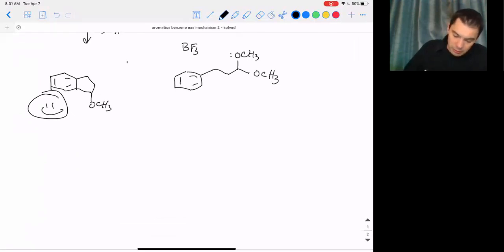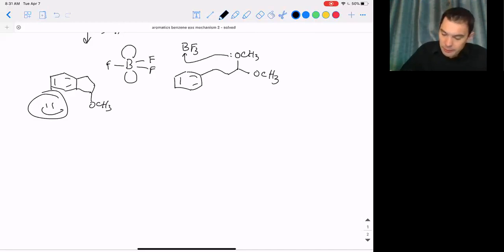And for those of you that want a quick refresher, remember BF3 etherate is a Lewis acid because the boron is trivalent, it's got 3 ligands, and it's got an open p orbital that we can attack with a pair of electrons. That's the nature by which BF3 becomes strongly Lewis acidic. And so we can have this attack boron, and that will generate our Lewis base, Lewis acid adduct.